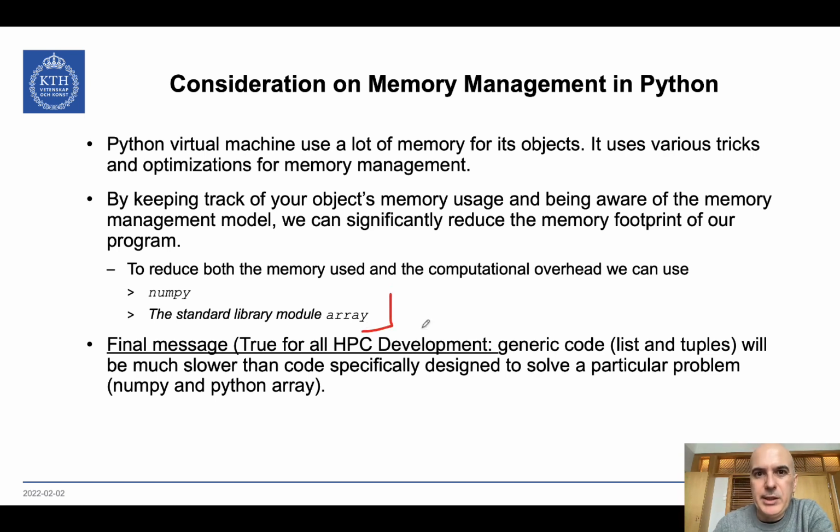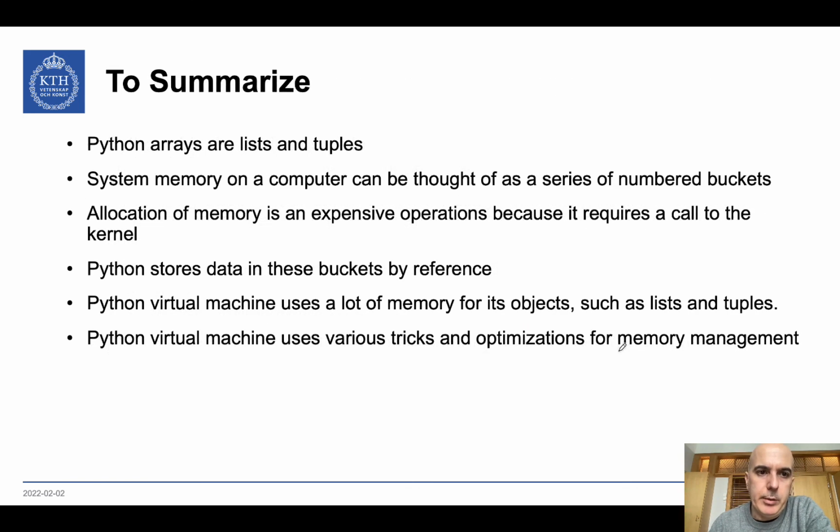So the final message, especially for HPC considerations, is that generic code using lists and tuples, which allow us to be quite broad, for instance with mixed types, will always be much slower than code that is specifically designed to solve a particular problem. So for instance, NumPy and Python arrays are designed more for HPC applications. We lose generality, but we improve the performance. So these are the last slides of my lecture.